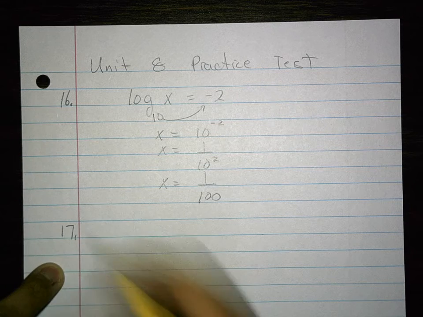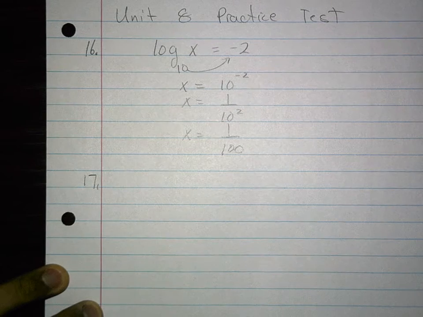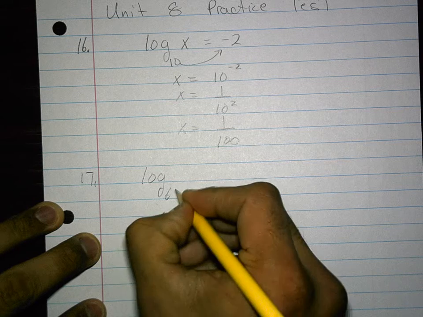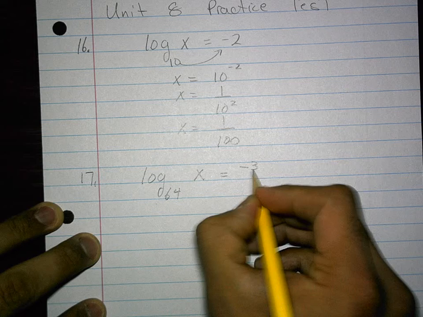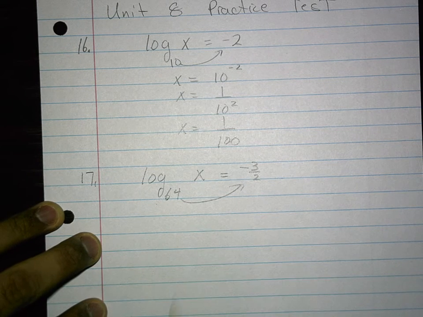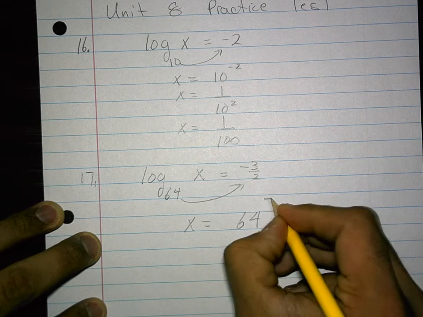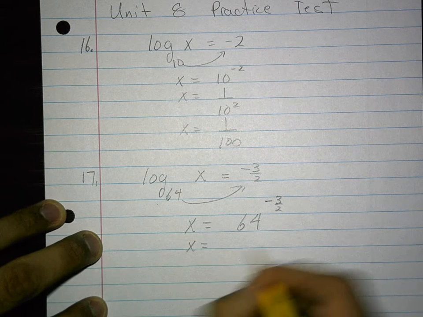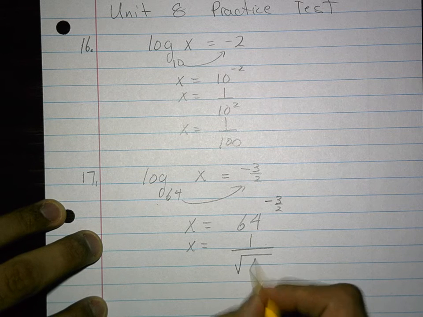Number 17 says log base 64 of x equals -3 halves. Okay, same thing, walk it over, and we're looking at x equals 64 to the -3 halves. I'll go ahead and deal with the negative power first, so that's going to give me 1 over 64.